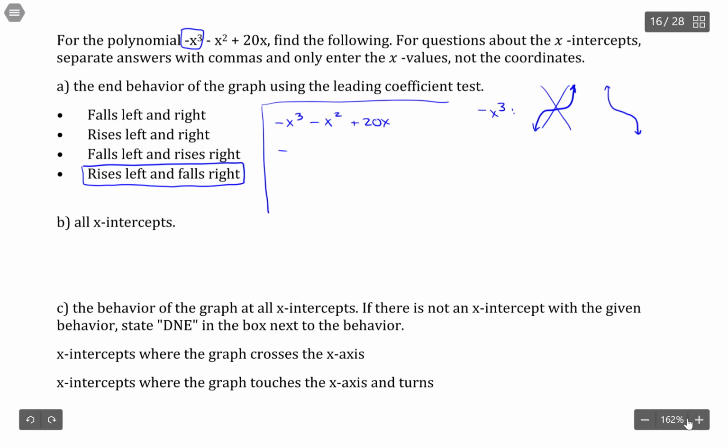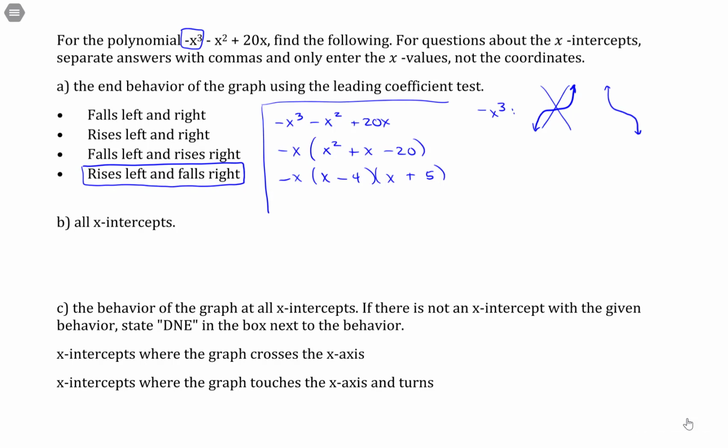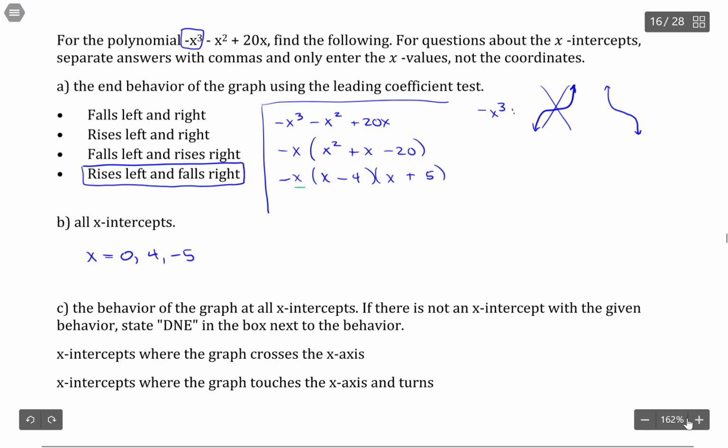I can definitely factor out a negative x, and that would leave me with x squared plus x minus 20. And that quadratic looks like it will factor relatively easily. So x and x would multiply to x squared, 4 and 5 would multiply to 20, and as long as the 5 is the positive value, they'll also add to 1. So the x-intercepts are the locations of the real zeros. So the x-intercepts here are 0 itself, positive 4, and negative 5. I'm just simply taking each of the factors and setting them to 0 and solving.